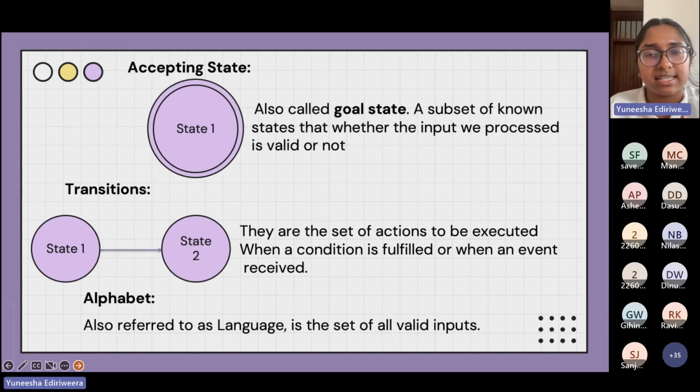Next is the accepting state. The accepting state is also known as a goal state or a final state. It is usually drawn as double circles, or a circle inside another circle. This is a subset of known states that tells whether the input we processed is valid or not. Our next component is transitions. A transition is usually represented by two states joined by a line. A transition is a set of actions to be executed when a condition is fulfilled or when an event is received. And our last component is the alphabet. The alphabet is also referred to as the language. It is the set of all valid inputs.